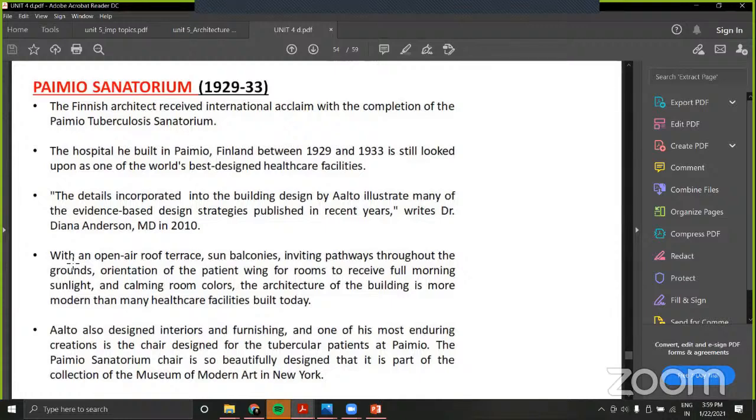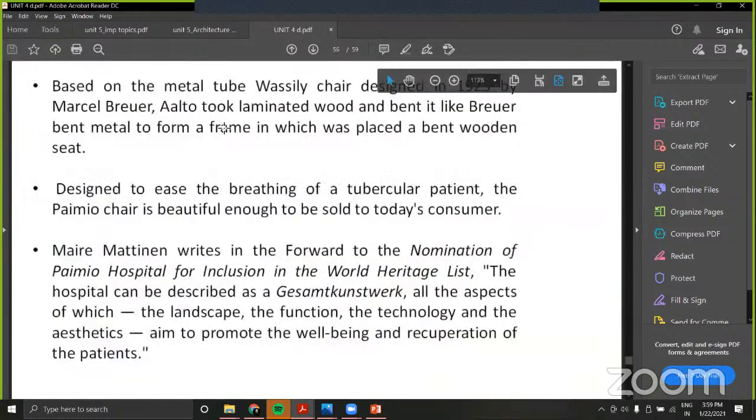He also designed all the furniture which he wanted for the tuberculosis patients, since it is a very untreatable disease. In those days, it is 1929. So he designed all the furniture and all the interiors in this building. We will be seeing all those features.